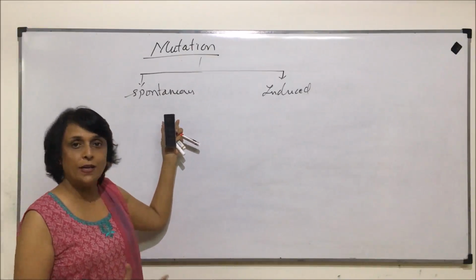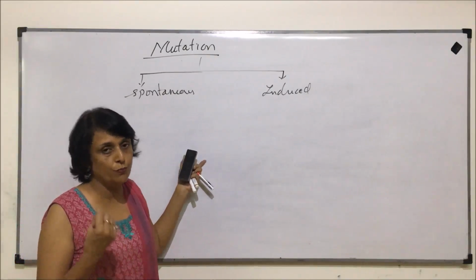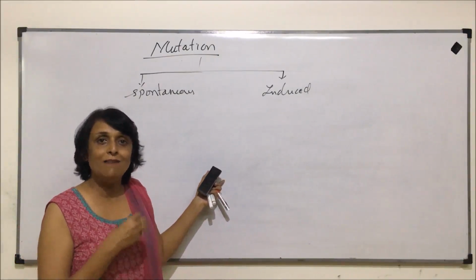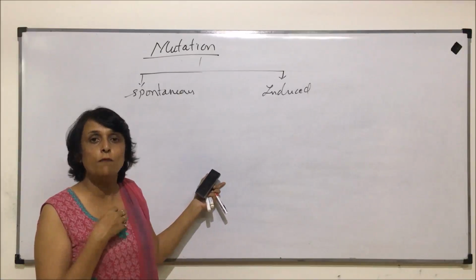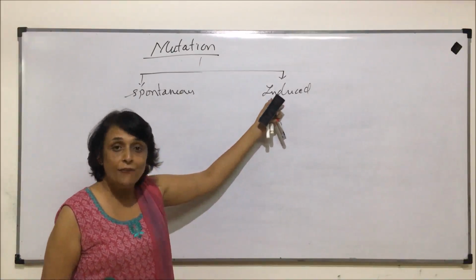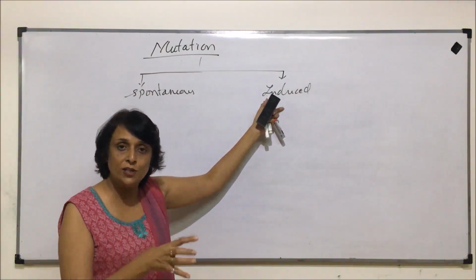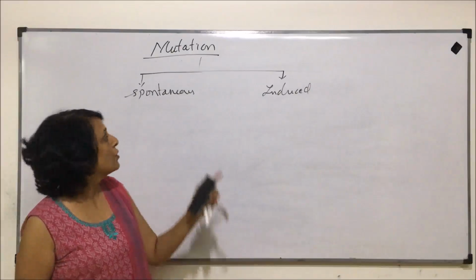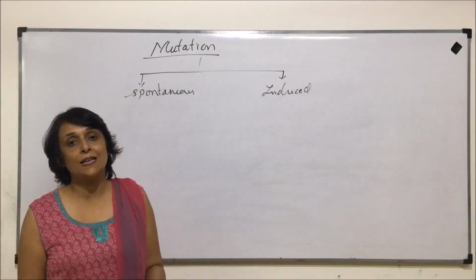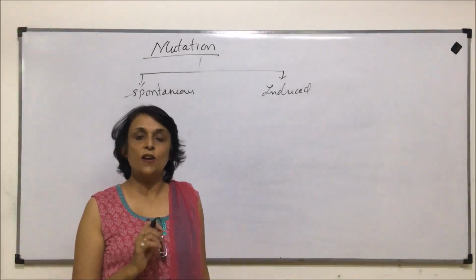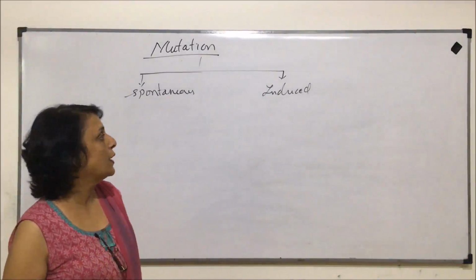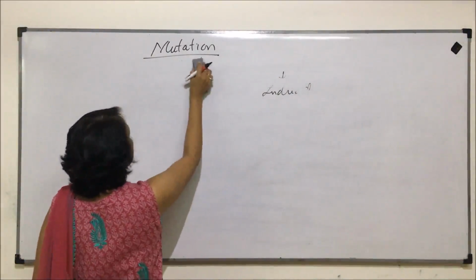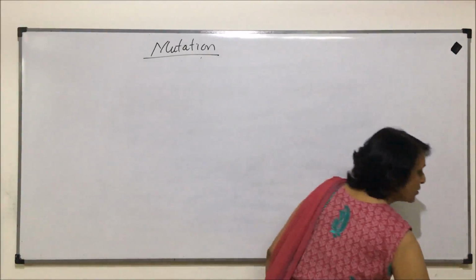So it can be spontaneous, it can happen on its own because it happens due to some mutagens only, but without our intervention, or we purposefully do it. Here we are introducing that mutagen which causes or induces that particular mutation. So this is another way of classifying mutation. Let us talk about one more type of mutation. That is one more way by which we can classify these mutations.